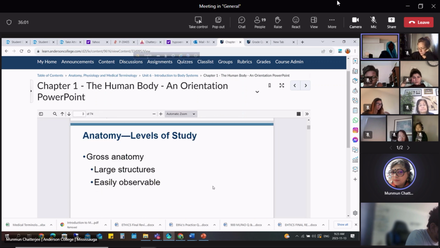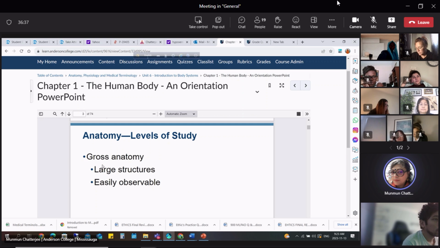So now anatomy is divided into two sections. One is gross anatomy, which is the large structure, easily observable. Like you can see a bone, your body, your nose, your face, your hand, your legs, without any help. If you dissect, you can see the digestive system, the respiratory system, the circulatory system. But there is also microanatomy.